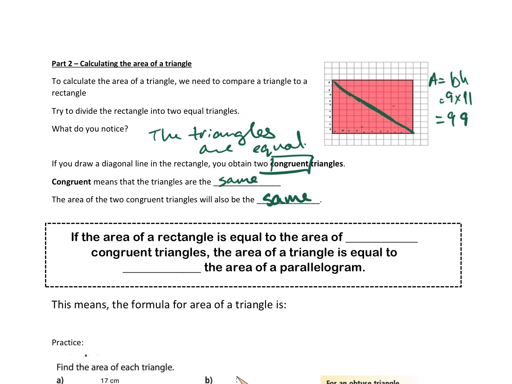If I have 2 triangles that are the same, I could simply divide that by 2 to get 49.5, because it's almost 100. So 49.5, that's going to be my answer for the area of one triangle. So really, if the area of a rectangle is equal to the area of 2 congruent triangles, the area of the triangle is equal to half.